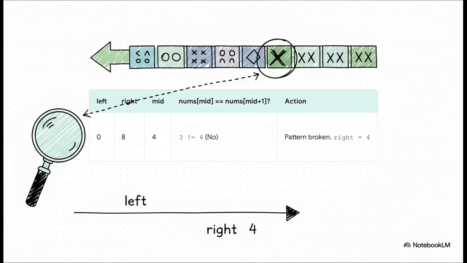That means the pattern is broken right here. So we know our answer has to be in the left half. We can completely ignore everything to the right. So we just move our right boundary down to 4. Boom, half the problem is gone.